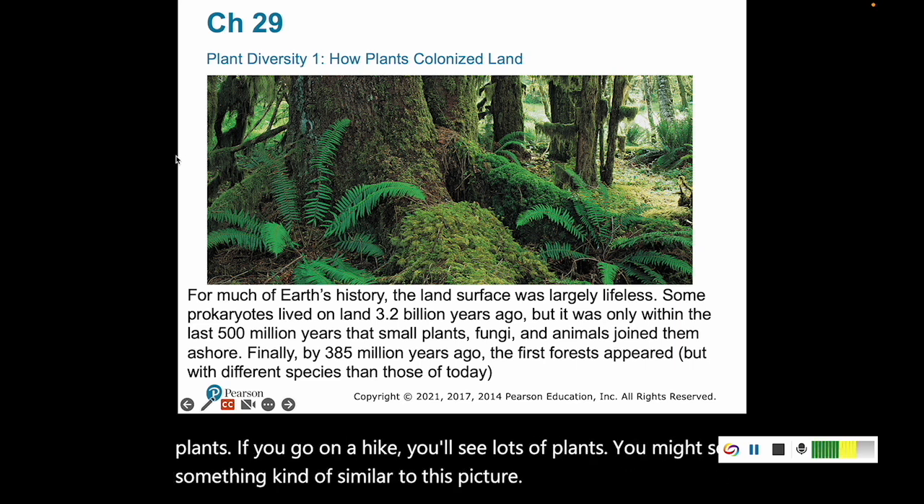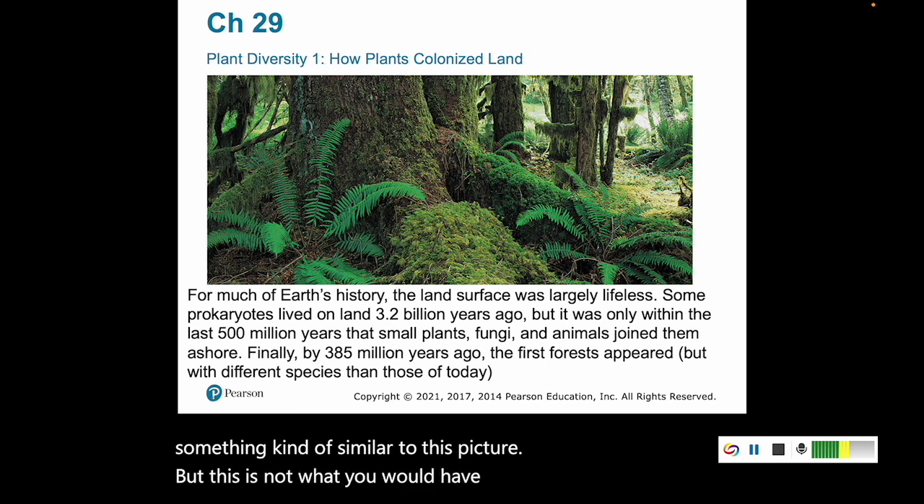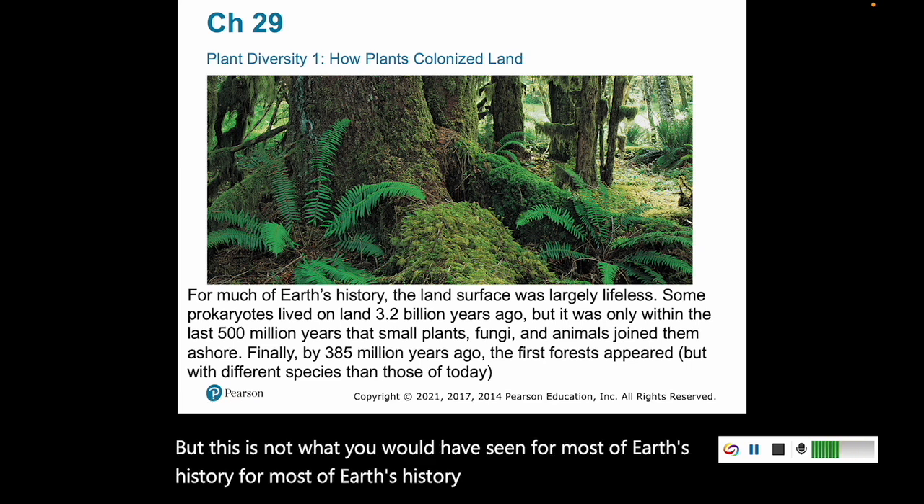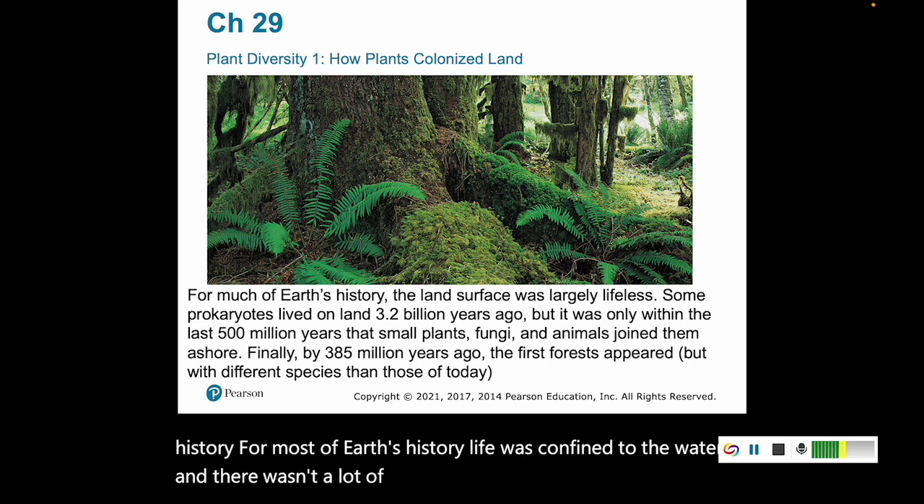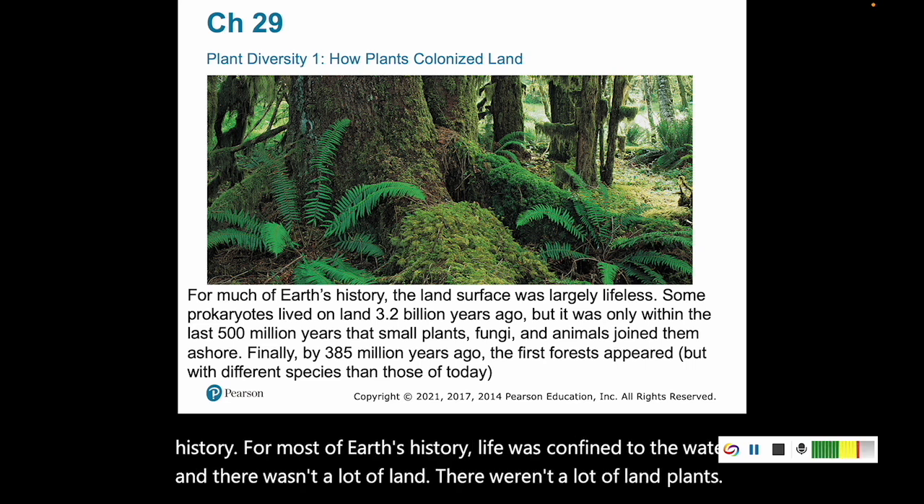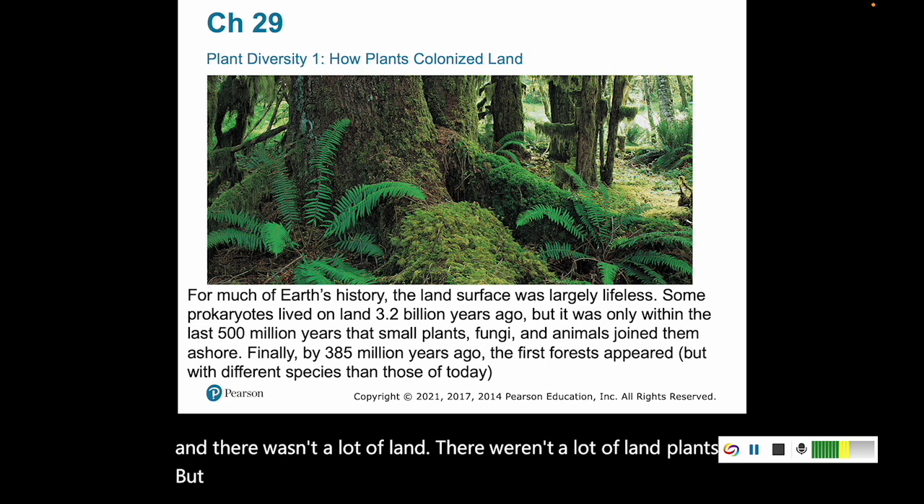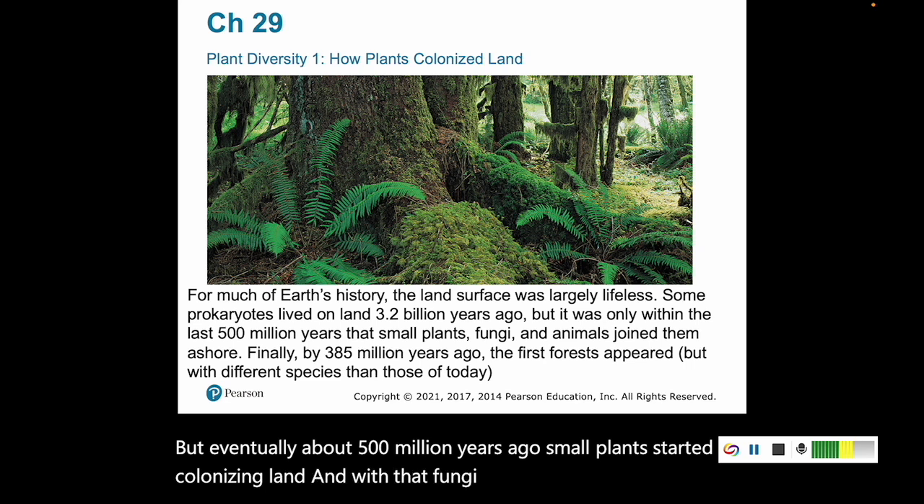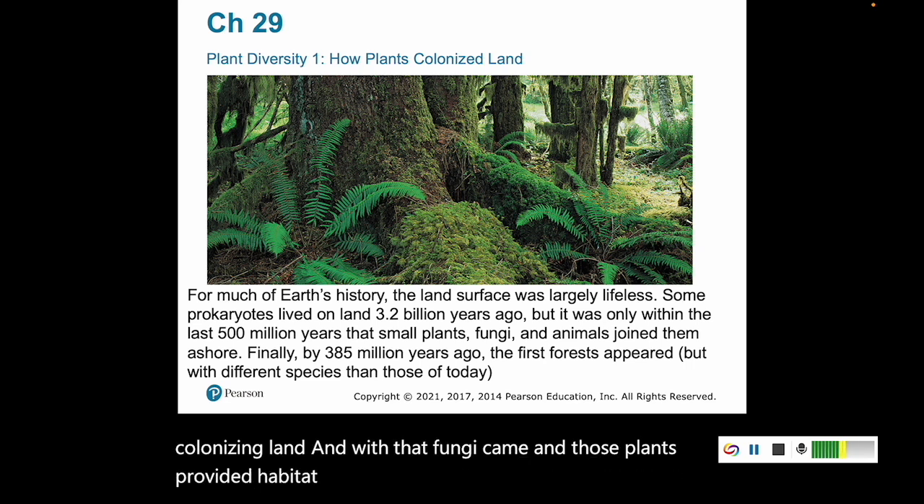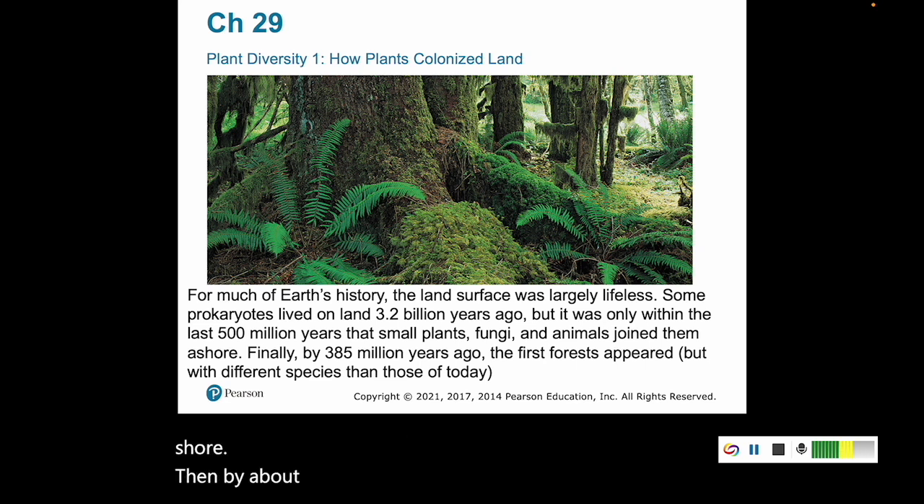But this is not what you would have seen for most of Earth's history. For most of Earth's history, life was confined to the water, and there wasn't a lot of land. There weren't a lot of land plants. But eventually, about 500 million years ago, small plants started colonizing land. And with that, fungi came, and those plants provided habitat for animals, and animals joined them on the shore. Then by about 385 million years ago, we started having forests.